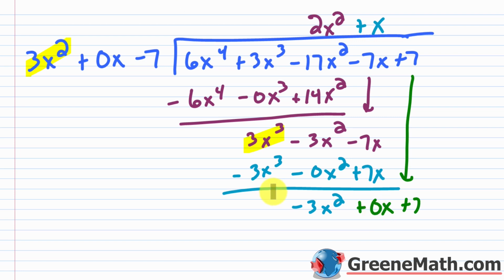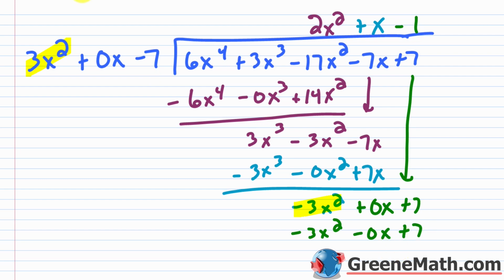So let me go ahead and highlight. I'm going to get rid of this and highlight this. And then we're going to do leading term into leading term. So negative 3 divided by 3 would be negative 1. So let's put negative 1. X squared over x squared, that's going to cancel and become 1. So the answer there would be negative 1. And of course, we multiply. Negative 1 times 3x squared would be negative 3x squared. Negative 1 times 0x, we'll put 0x, that would be fine. And then negative 1 times negative 7 is going to be plus 7.